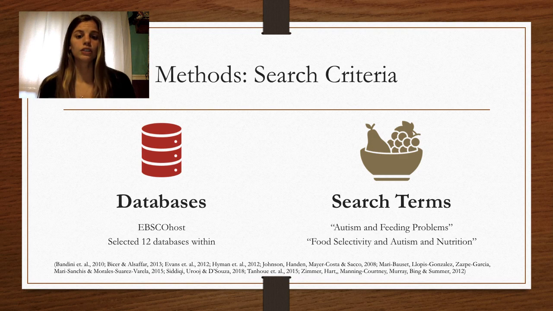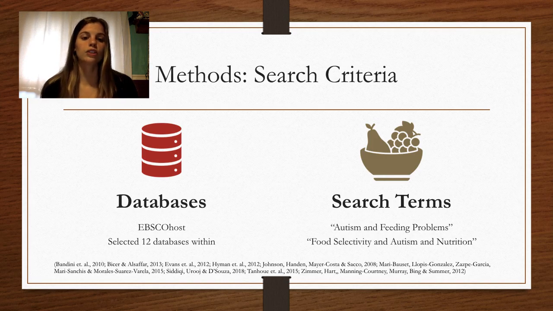I used two main search terms: autism and feeding problems, and food selectivity in autism and nutrition. I set the date for 2006 just to give me a little bit of leeway in case I could find good articles that were in that time frame. EBSCO also has an option to click peer reviewed, so all articles available from my research were from peer-reviewed journals.